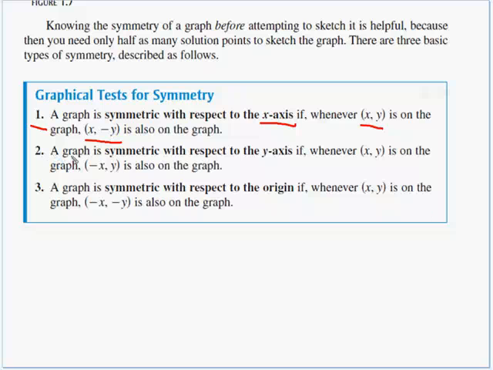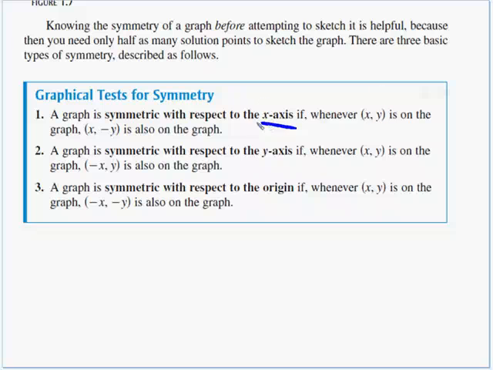Number 2, a graph is symmetric with respect to the y-axis if, whenever (x, y) is on the graph, (negative x, y) is on the graph. Now notice we're looking at the symmetry of an axis, and that also is the same for the point. That value of the point will not change.